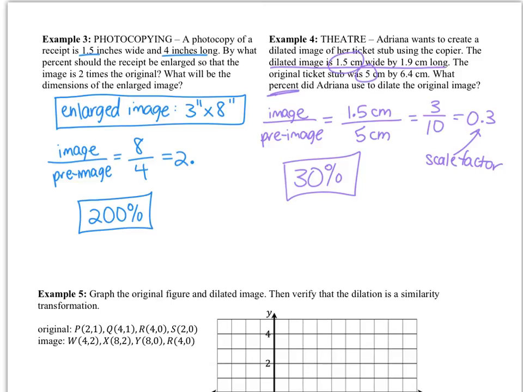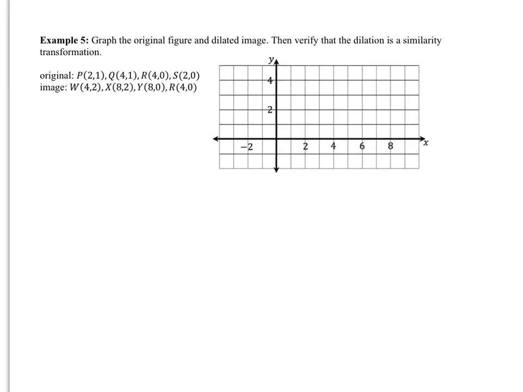One more example and then we're done. So it's similar to what we did on the previous page. Graph the original figure and dilated image, then verify the dilation as a similarity transformation. So I've got the original and the image. Remember, original means pre-image. So I'm going to go ahead and pause and graph. There's my pre-image, and notice that my image does share a point. That point is R. And notice I'm not going to color over this piece. I'm putting the smaller one over top. So here's my image and here's my pre-image.